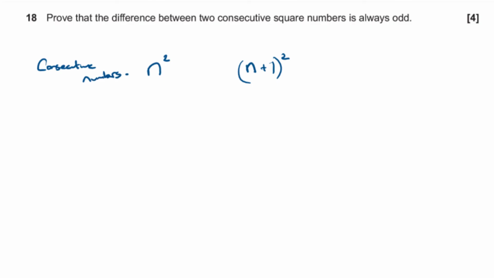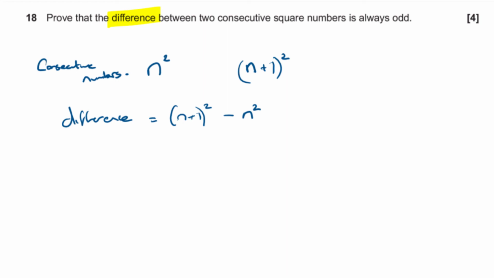Okay, n and n plus 1 all squared. Now we want the difference of these numbers. Difference in maths means subtraction, doesn't it? So basically what I'm doing is I'm taking one of these away from the other one of these. So the difference is going to be n plus 1 all squared minus n squared. That's going to be the difference, isn't it?